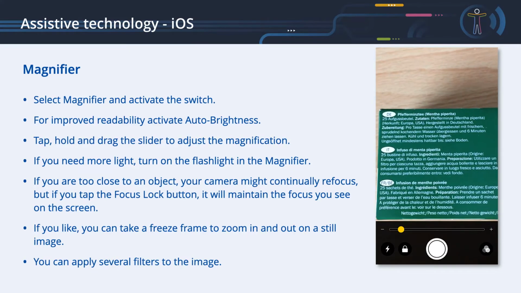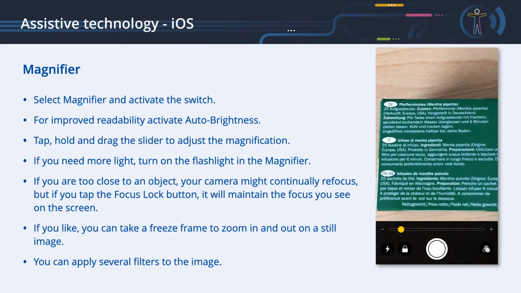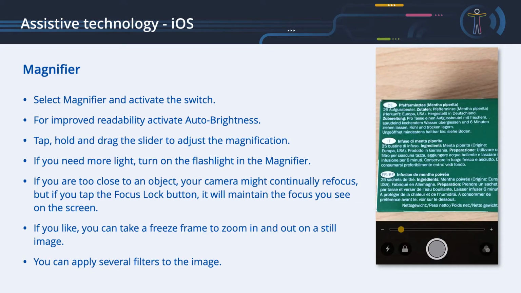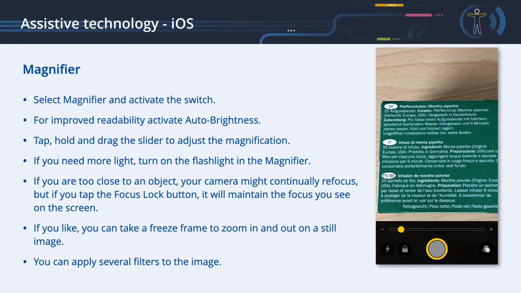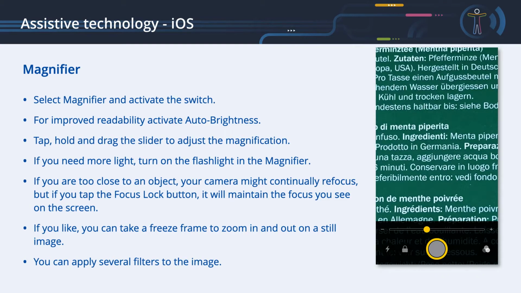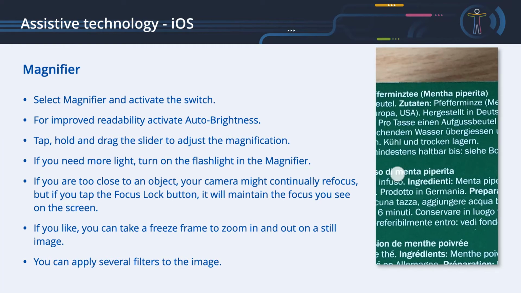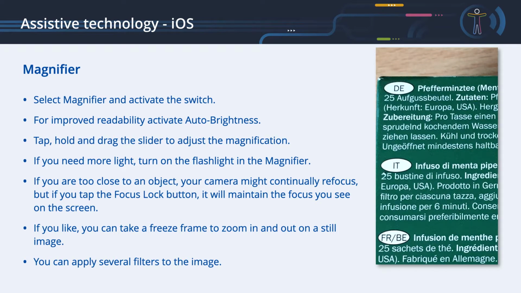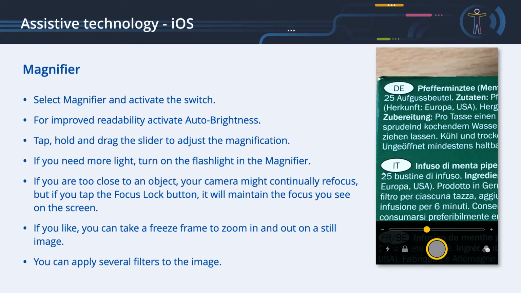If you like, you can take a freeze frame to zoom in and out on a still image. Tap the Freeze Frame button in the bottom center of your screen. It is the same button you would use to take a picture with the camera. Tap and drag the magnification slider back and forth to zoom in and out on the image. Tap the Freeze Frame button again to return to the live magnifier.